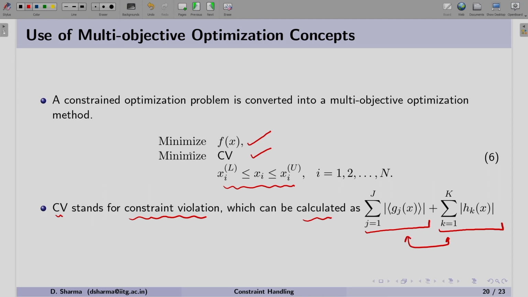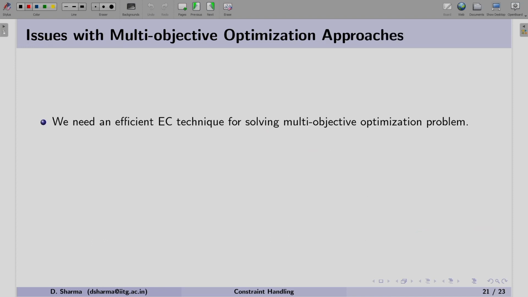Now, when we minimize, looking at equation number 6, the minimum value of CV will become 0. This means the solution which we are going to get is a feasible solution for us.